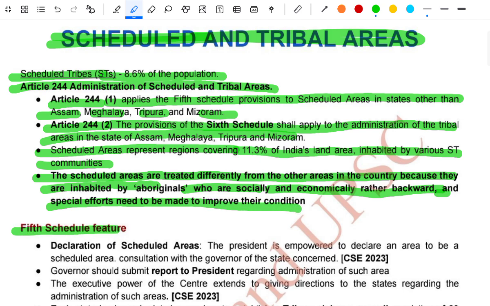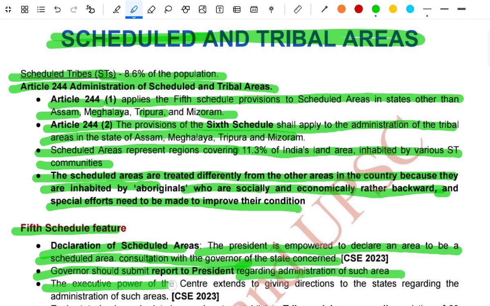The Fifth Schedule features the declaration of scheduled areas. The President is empowered to declare an area to be a scheduled area in consultation with the Governor of the state concerned. The Governor should submit a report to the President regarding the administration of such areas. The executive power of the Centre extends to giving directions to the state regarding the administration of such areas.